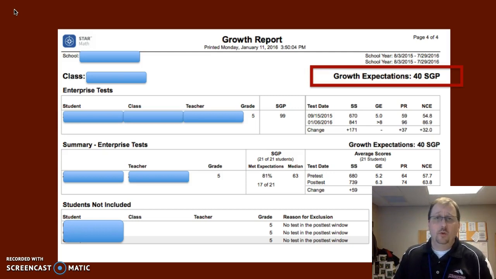So that's just a real quick overview on how to interpret the growth report and some follow-up on SGP. As always, if you have any questions, feel free to reach out to me, the guidance counselor within your building, or one of the intervention specialists.